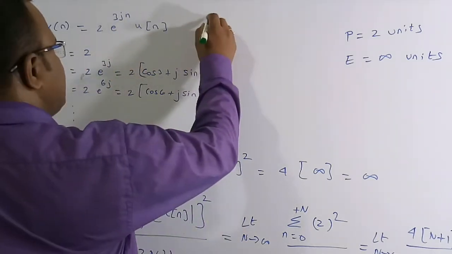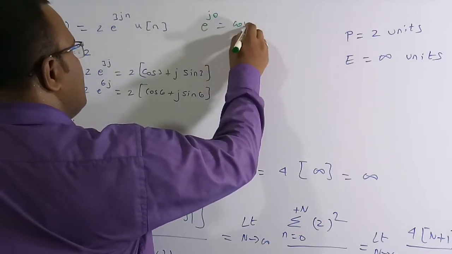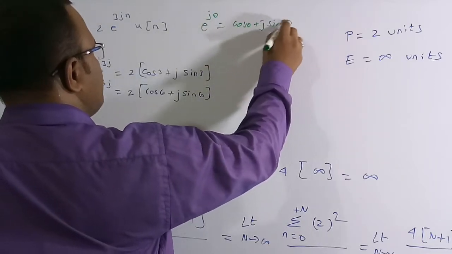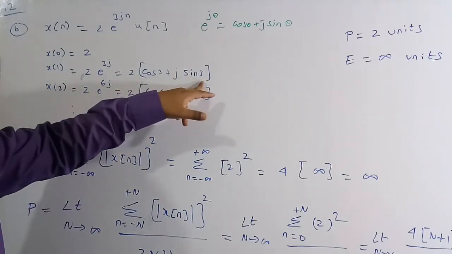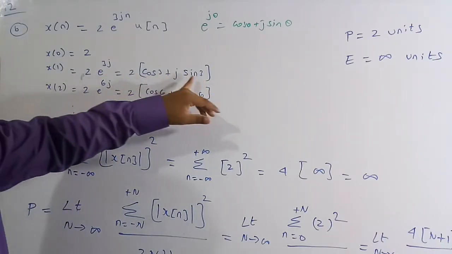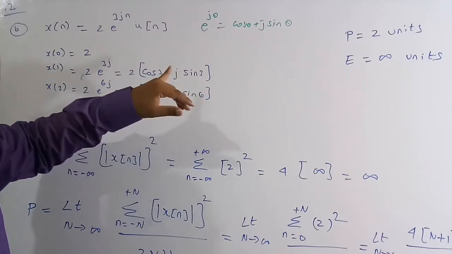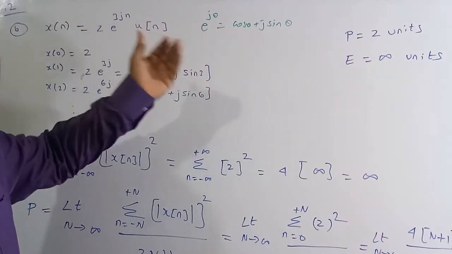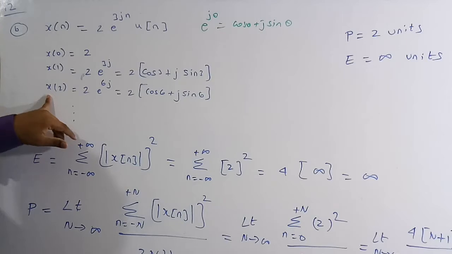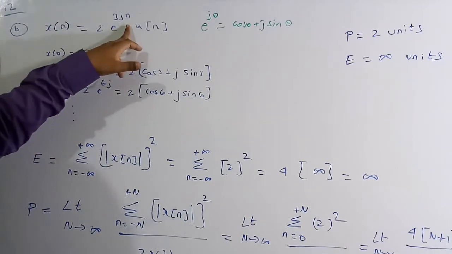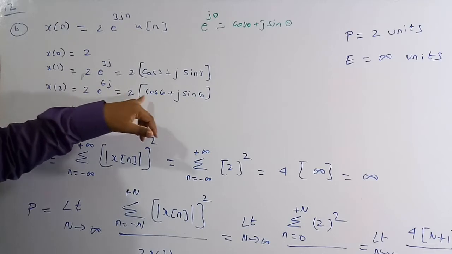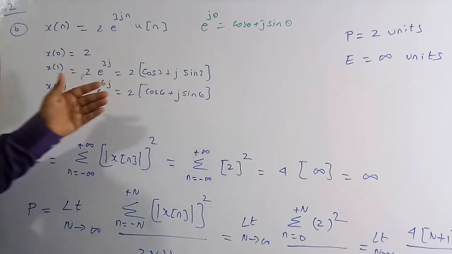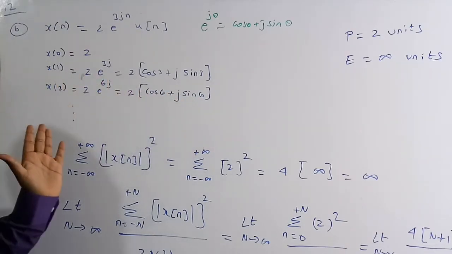So e to the power of j theta is nothing but cos theta plus j sin theta. In place of theta, which is 3, we get 2 into cos 3 plus j sin 3. So it is going to have some real value and also a complex value. Therefore we can say again this signal is said to be a complex signal. Similarly, x of 2 is when we substitute n equal to 2, we get 2 into e to the power of 6j, which is 2 into cos 6 plus j sin 6. So up to infinity we are going to get terms like this.